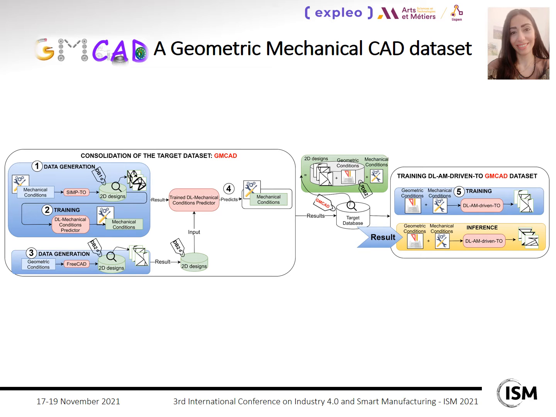Step 4, predict the mechanical conditions of these CADs using the deep learning model trained in step 2. So in other terms, we're going to predict the mechanical conditions of the designs in DB2 and get GMCAD, which is a dataset of 2D designs alongside their mechanical and geometrical constraints. And after that, we can go to the second part and train DL-AMTO. In the next slide, I will further detail every step.